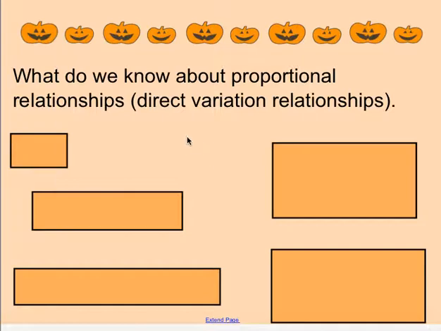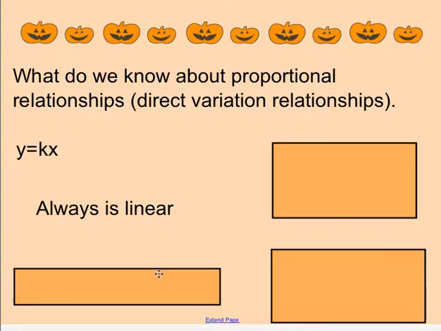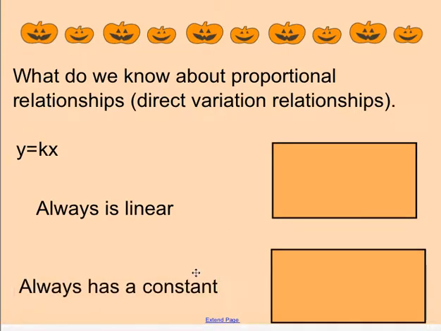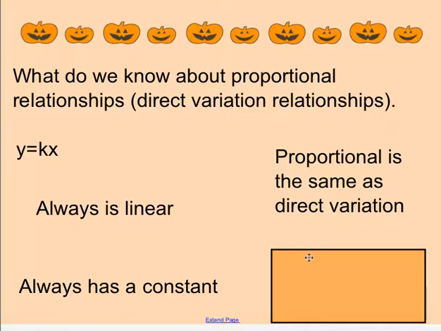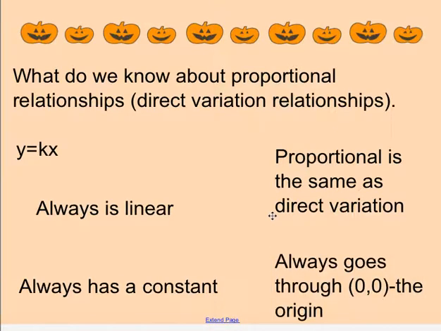First, we also know that they are named direct variation. We can show it with an equation that's y equals kx, in which k is a constant. It's always linear. It always has a constant. That's our k in our equation, or our consistent slope that makes it linear. It's the same as direct variation, and it always goes through the origin.